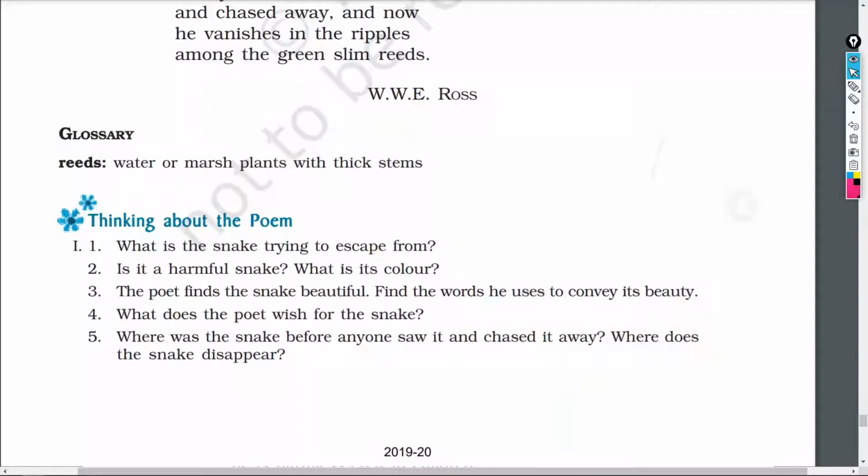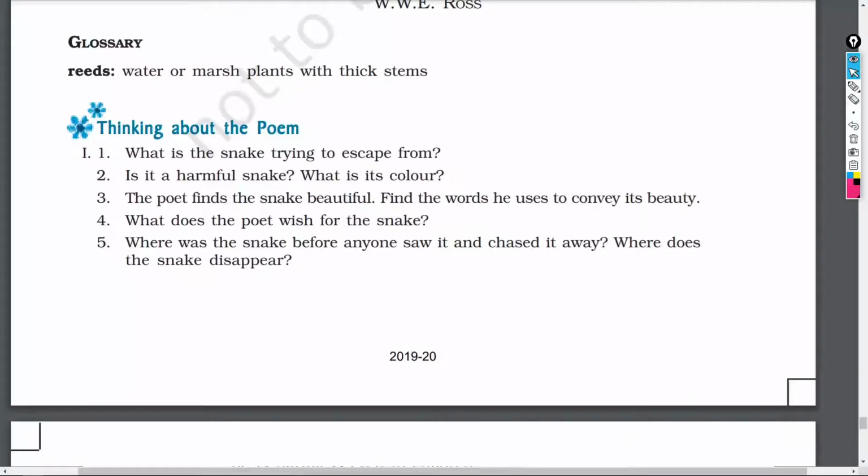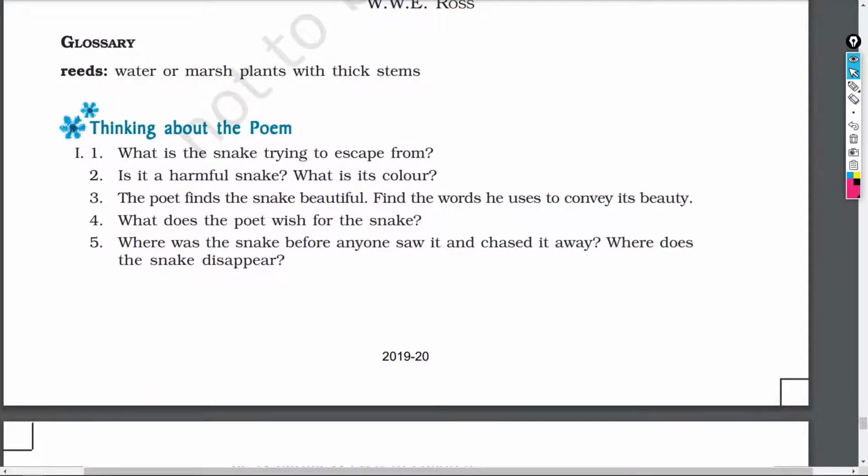Let us see some of the glossary, the vocabulary items. One is reed. The reed is a particular grass, a long grass. It belongs to that particular species of grass which are very long and also strong.